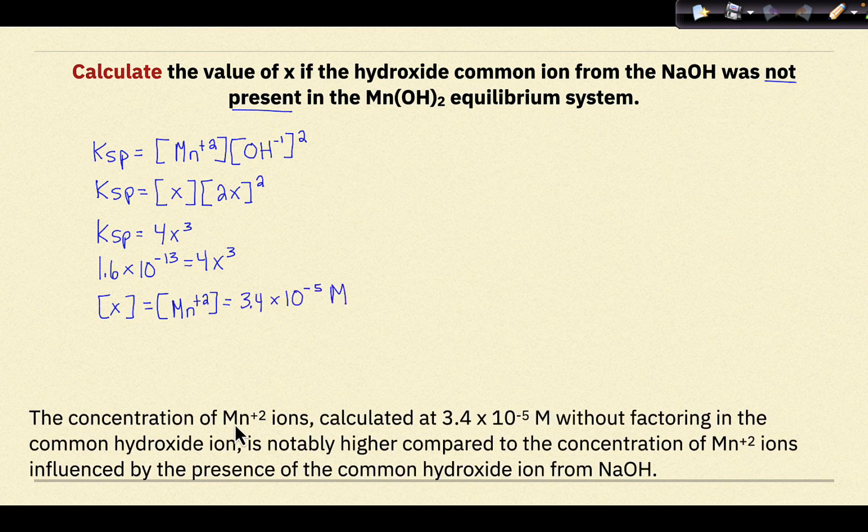So the concentration of the Mn2+ ions calculated at 3.4 times 10 to the negative 5 molar without factoring in the common hydroxide ion is notably higher compared to the concentration of Mn2+ ions influenced by the presence of the common hydroxide ion from NaOH.